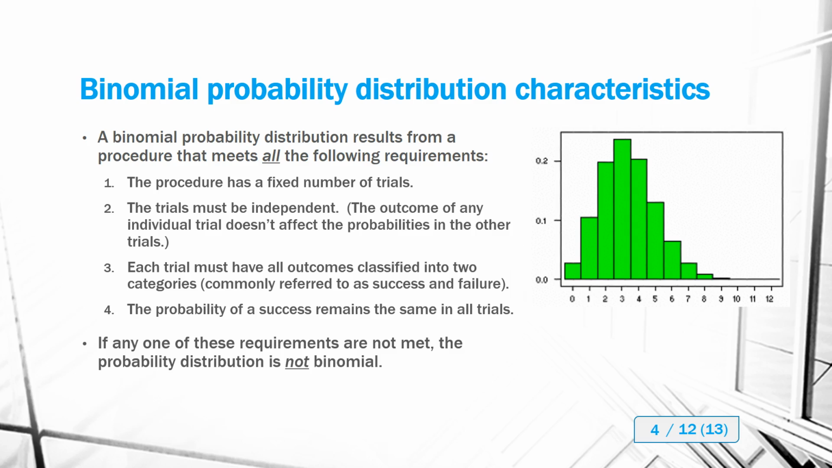If any one of these requirements is not met, then the probability distribution is not binomial, and you need to fit your distribution to a different type of probability distribution. However, if you can meet all four of these requirements, then your probability distribution, by definition, is binomial.